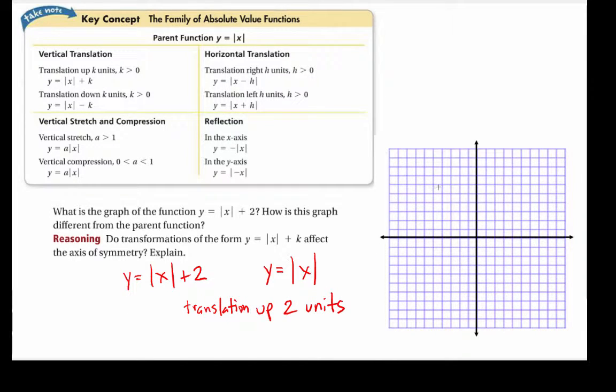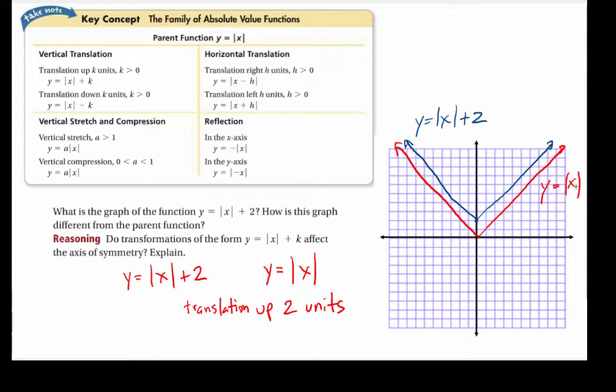So our parent function, we know, looks something like this. I'm not using a straight edge, so this isn't going to be exact. There's our parent function, y equals absolute value of x. If I translate this up 2 units, I know my vertex is now going to be at 0, 2. So my function that I'm working with here looks something like this. There is y equals absolute value of x plus 2. And again, the red one was y equals absolute value of x.